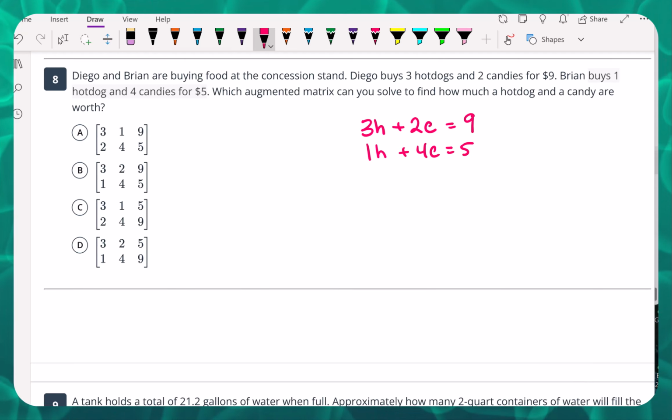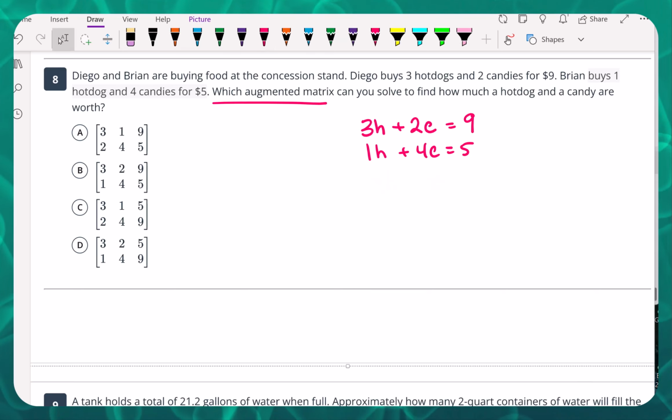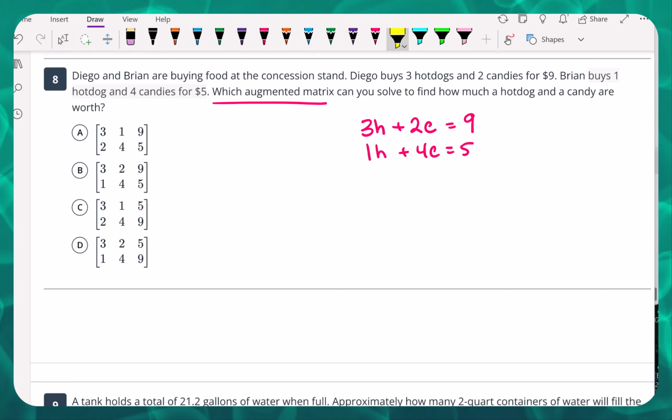So what you could do, you could type both of them into Desmos, figure out where they both intersect. That will solve it for you, but this is not asking you to solve. It's asking which augmented matrix can you use to solve it. Now you don't know how to do that, but it's okay because I want you to look at the coefficients. You got a 3, a 2, and a 9. Which one of these match with a 3, a 2, and a 9? 3, 2, 9. That's it, okay?